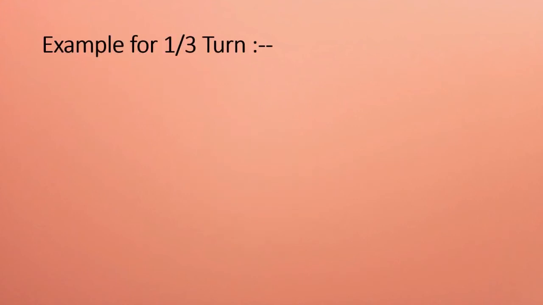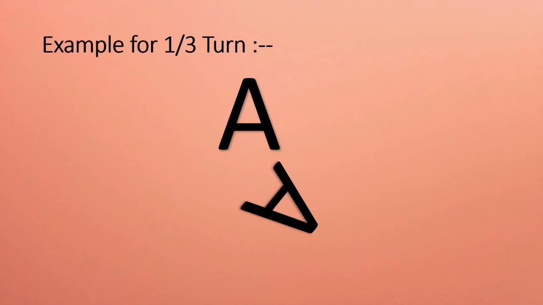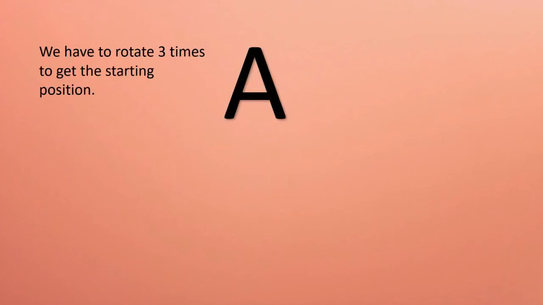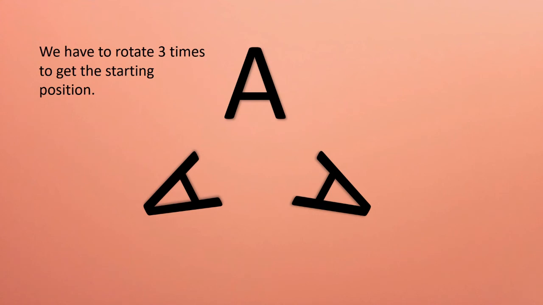Example for 1 by 3 turn. Take an alphabet A, and this is the starting position of A. After 1 by 3 rotation, A will be like this. To get the original position, we have to make 3 1 by 3 rotations. After 1 by 3 rotation, after 2 by 3 rotation, and after 3 by 3 rotation. That means 3 by 3 means it's 1, complete whole. So you will get the original position.